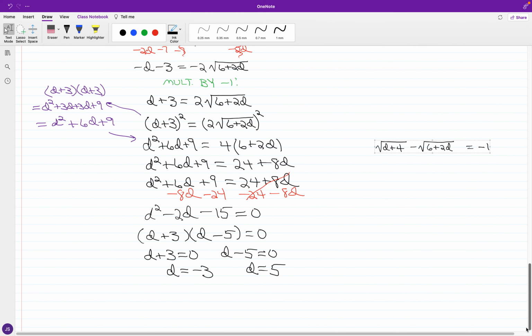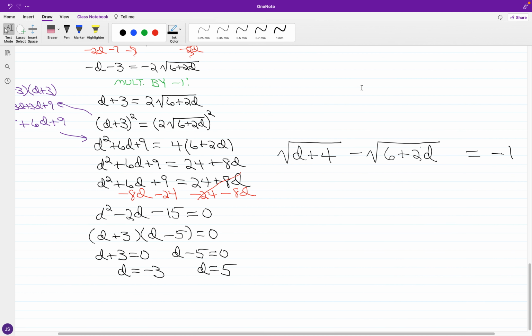Indeed, this is a rather long equation. Okay, now if we check what we have with these apparent solutions, so this is the equation we started out with. Right, so plugging in -3. -3 plus 4 is 1. And 6 plus 2 times -3, okay, that is going to be 0. 6 minus 6 is 0.